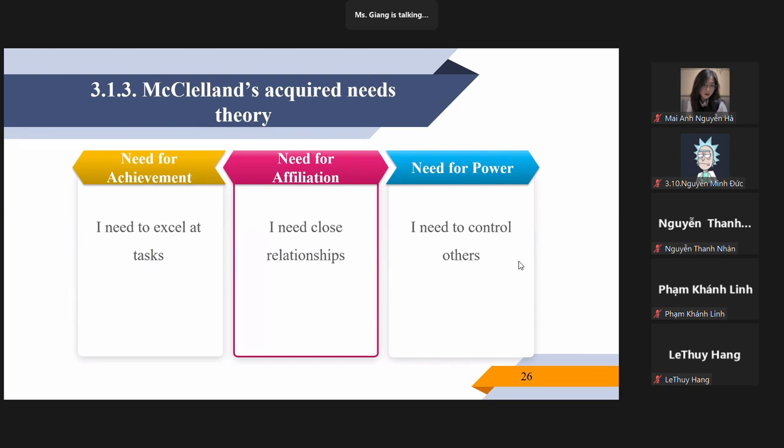And the highest level is the need for power. I need to control other people.